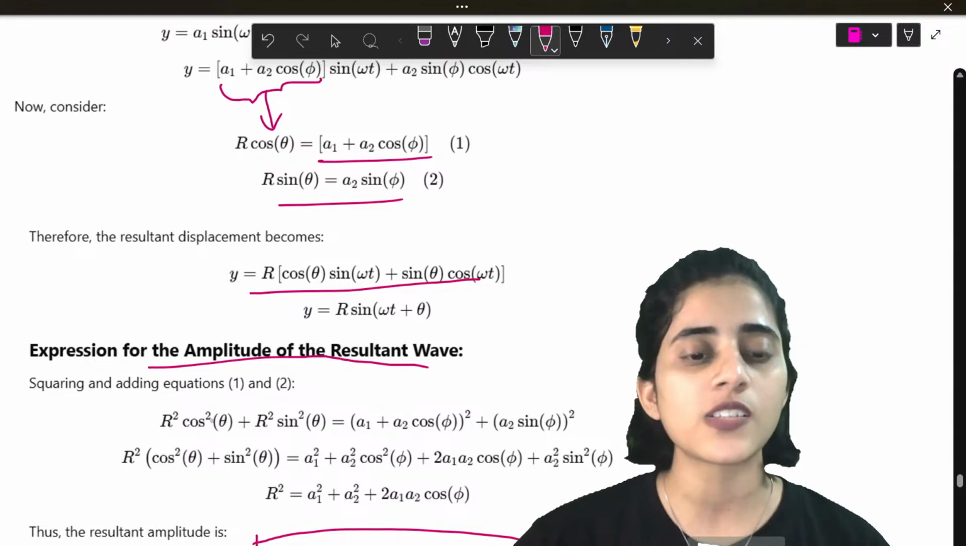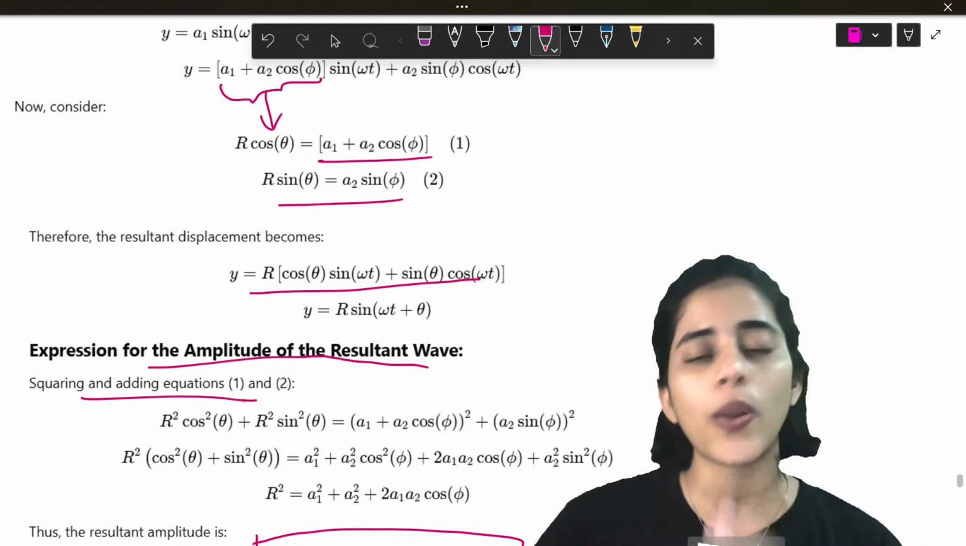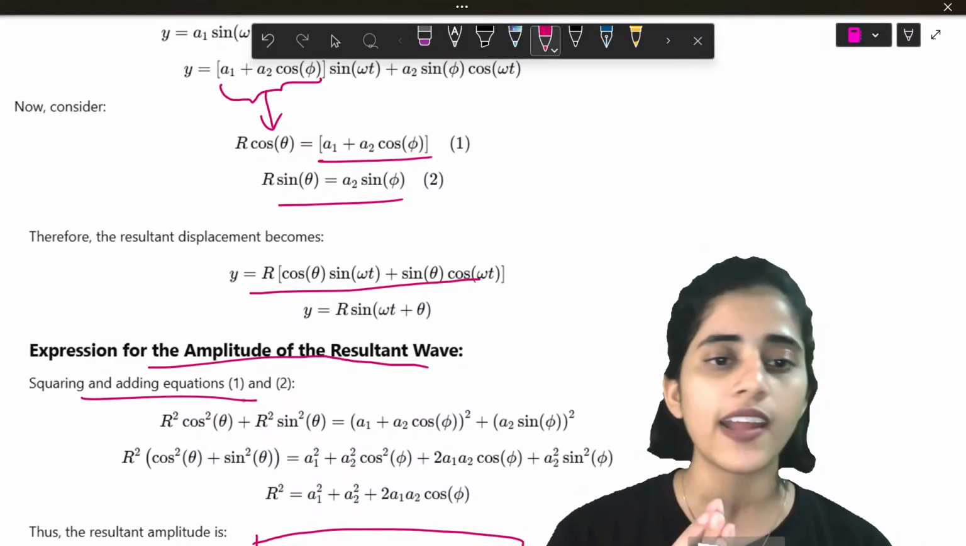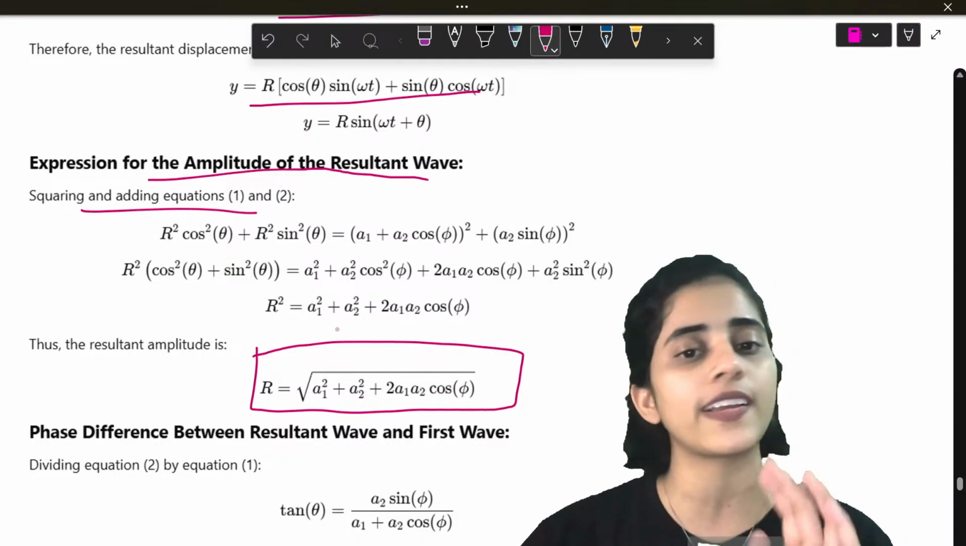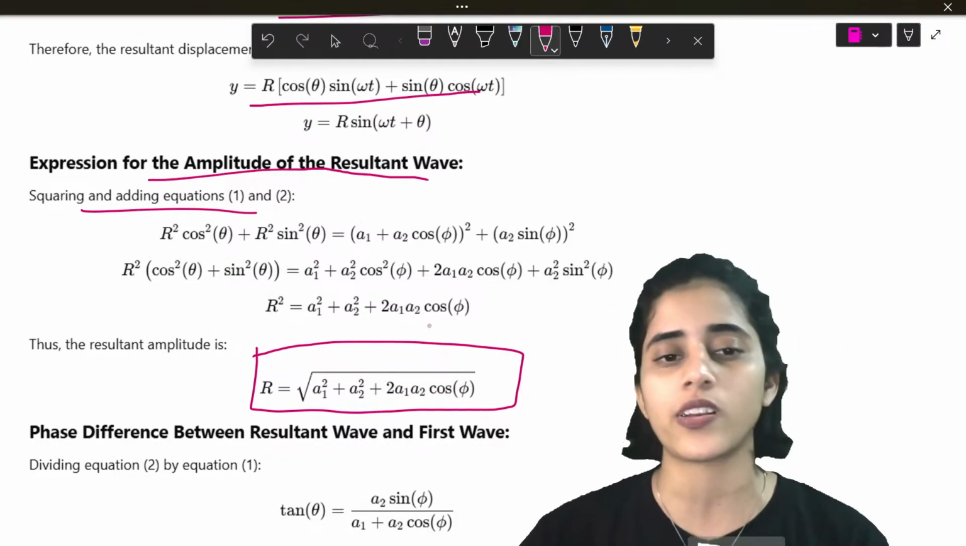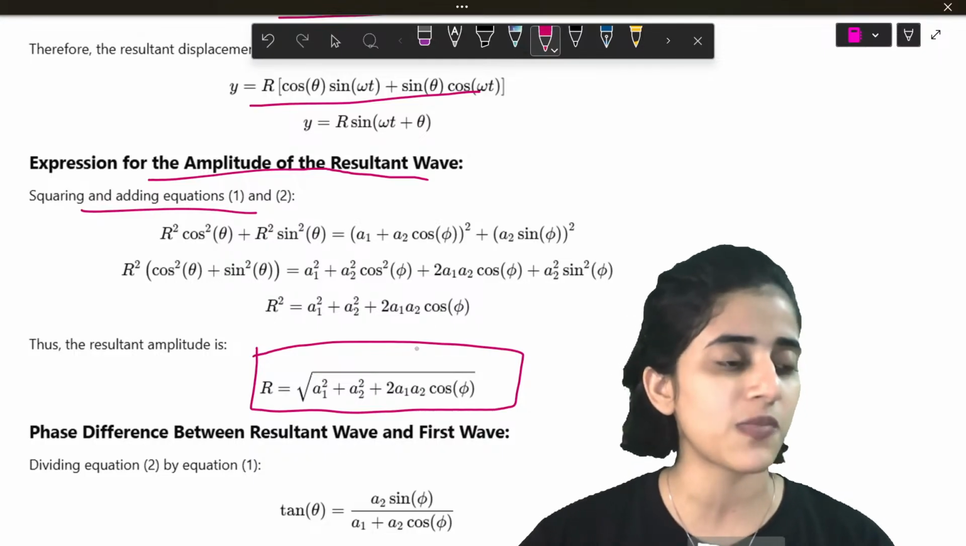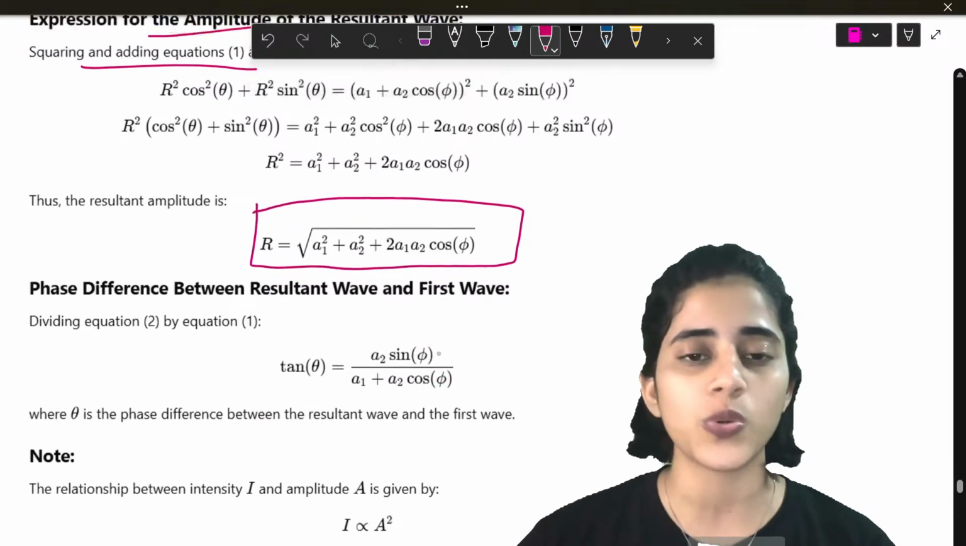So R squared cos squared theta. You just square and add equations 1 and 2. You square and add equations 1 and 2, and you will get this answer. This is all just maths. You can do it. I know all of you are smart students.